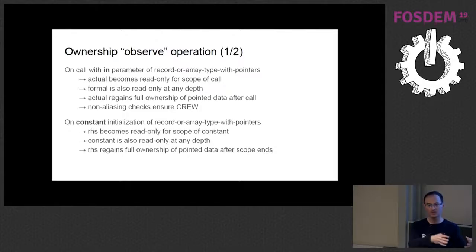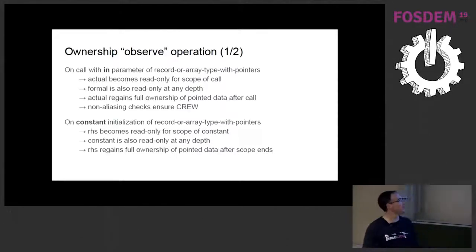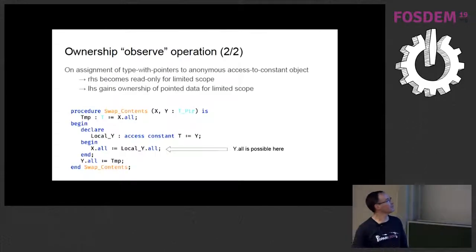Again, the top-level object in Ada is immutable, but in Spark, for this ownership system, we're going to consider that all the tree of pointed to data is also immutable. That allows formal analysis. And after the scope of the call or the scope of this constant ends, then the original object recovers its ownership. During this scope, both objects, the borrowee and the borrower, have a read-only permission. So let's look at an example.